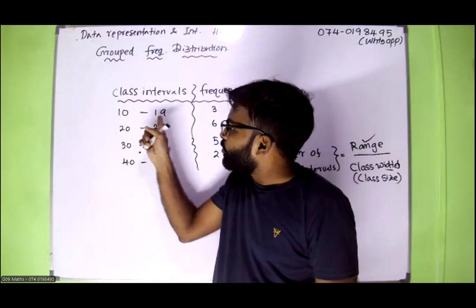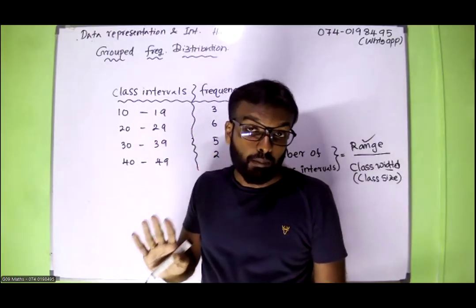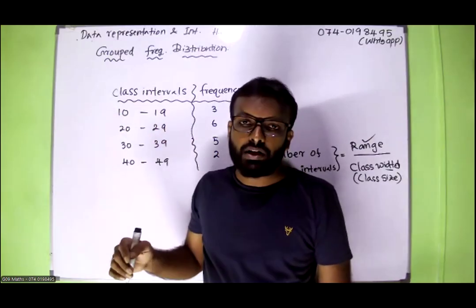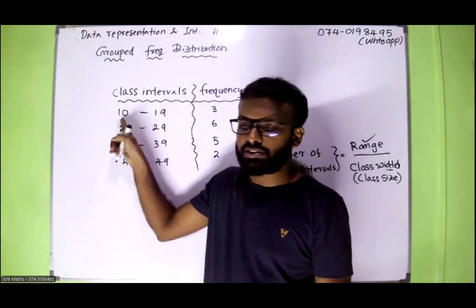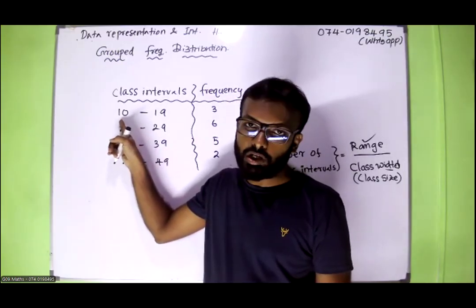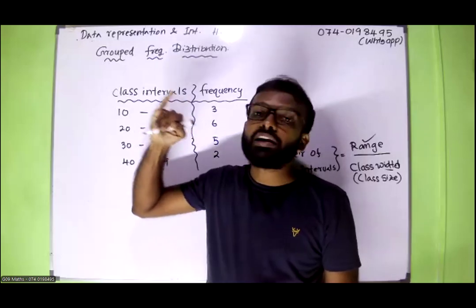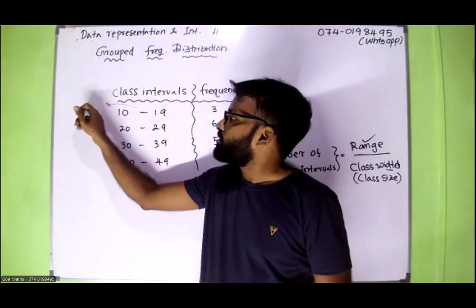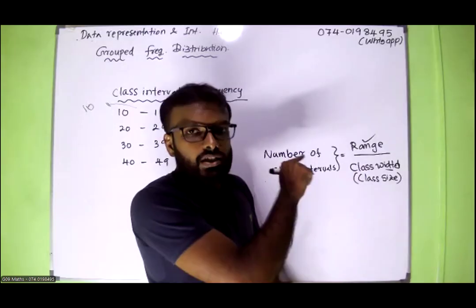From 10 to 19, there are 10 values included. Then my 19 minus 10 gives 9. But you have to include this one as well, 10 you need to include. Right? 10, 11, 12, 13, 14, 15, 16, 17, 18, 19. 10 values are there. So those 10 values are called the class width or the class size.